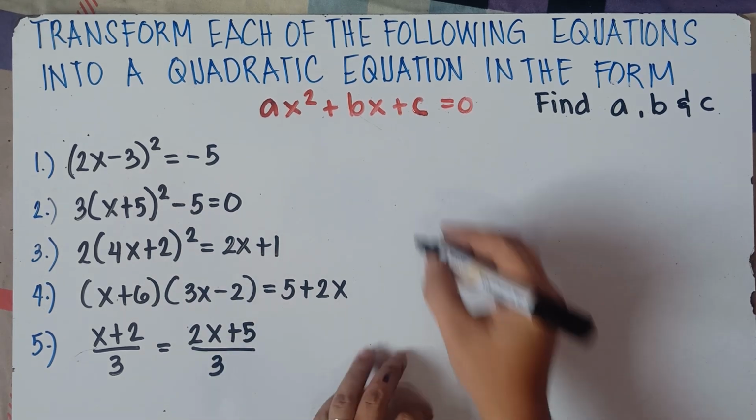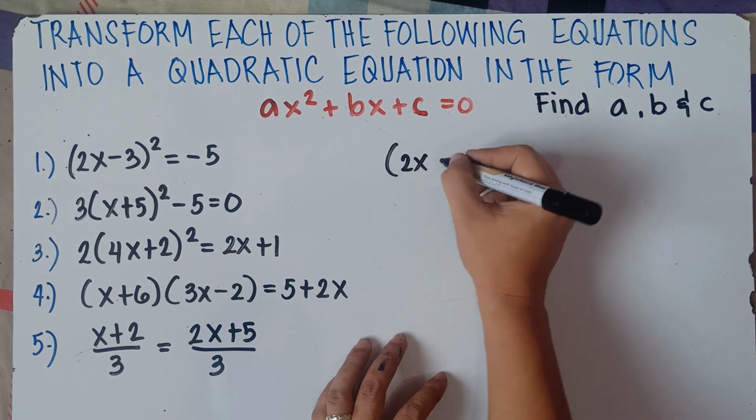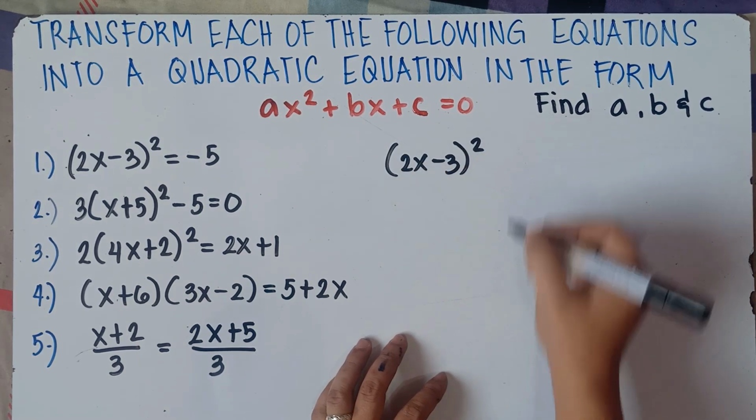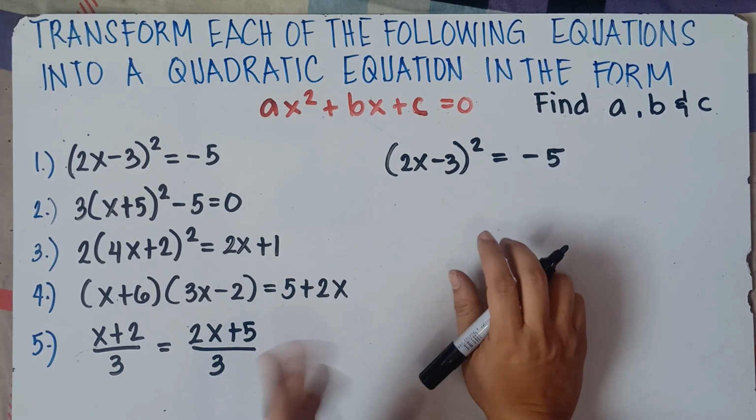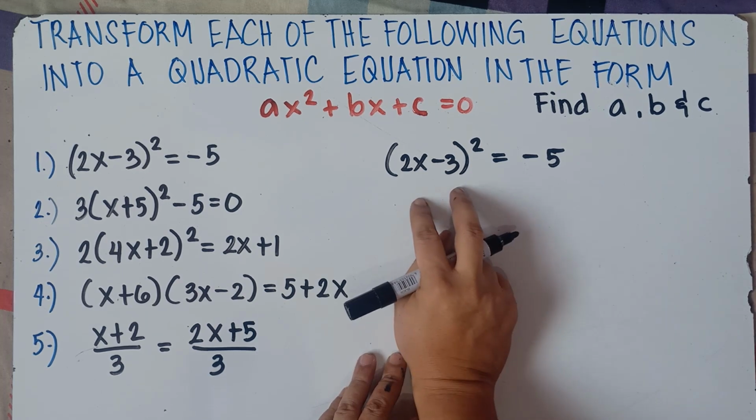Alright, let's start with number 1. So we have the quantity 2x minus 3 raised to the power of 2 equals negative 5. Once again, class, the first thing that you need to do is simplify this one.